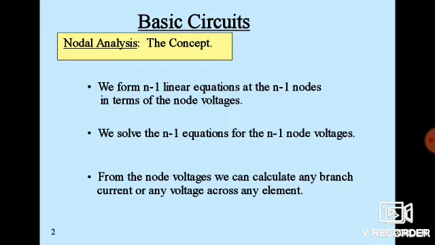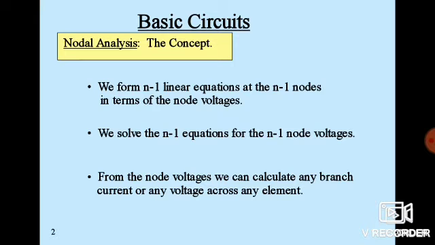Then we form n-1 linear equations at the n-1 nodes in terms of the node voltages. Then we have to solve the n-1 equations for the n-1 node voltages. From the node voltages, we can calculate any branch current or any voltage across any element.